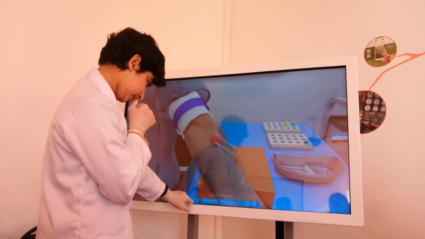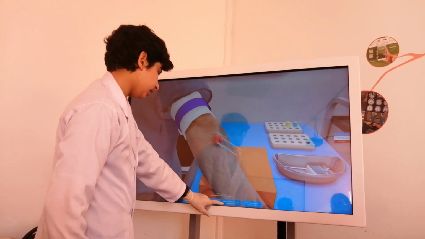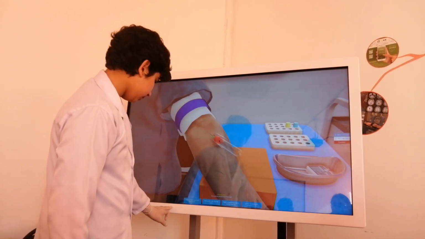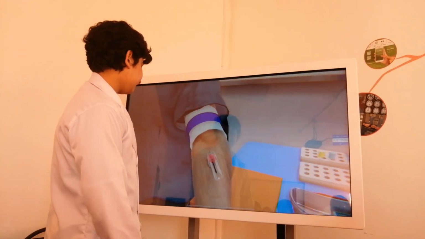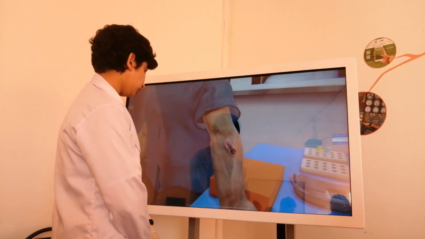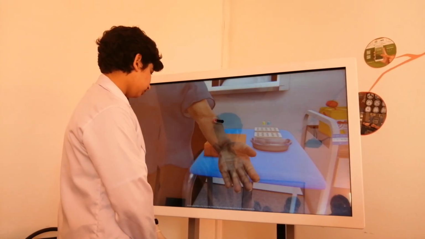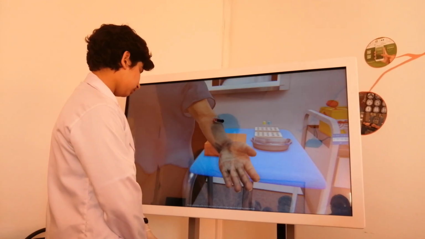Untimely action. As soon as blood begins to flow into the tube, loosen or remove the tourniquet. Make sure the patient has unclenched his fist.